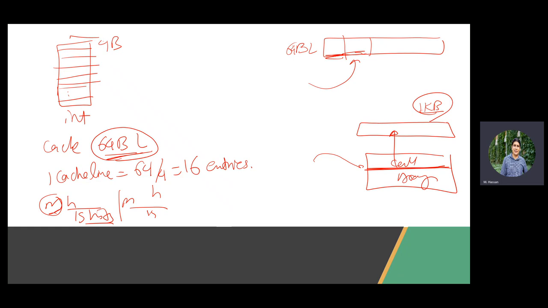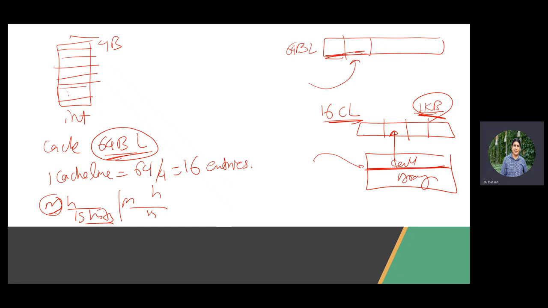I can do the same math, saying that 1 kilobyte will hold how many cache lines? So 1 kilobyte over 64. So it's 10 minus 6, that's 2 to the power 4. That's also 16 lines, right? So one row buffer would have 16 cache lines, right?